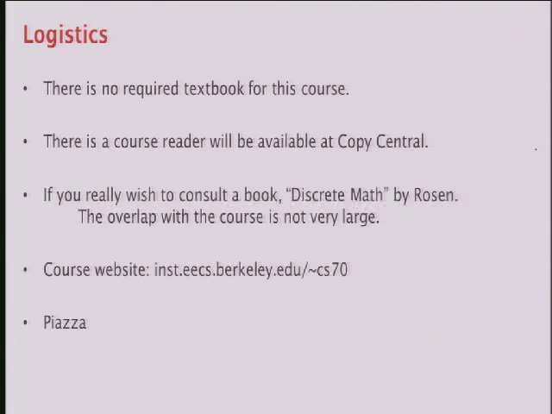Okay, so in terms of textbooks, there's no required textbook for this course. Okay, there is a course reader which will be available at Copy Central sometime this weekend. Copy Central is on Bancroft Avenue, I believe. Now, if you really wish to consult a book, Discrete Math by Rosen is probably what comes closest, but quite frankly, the overlap with the course is not huge. So if you're happy with the course reader, you should just stick with that.